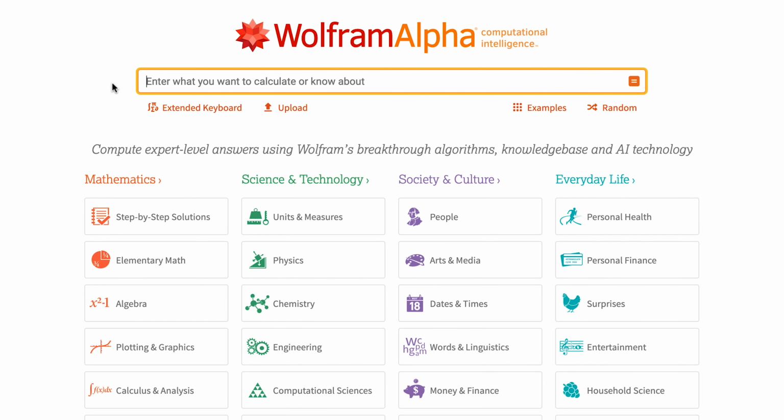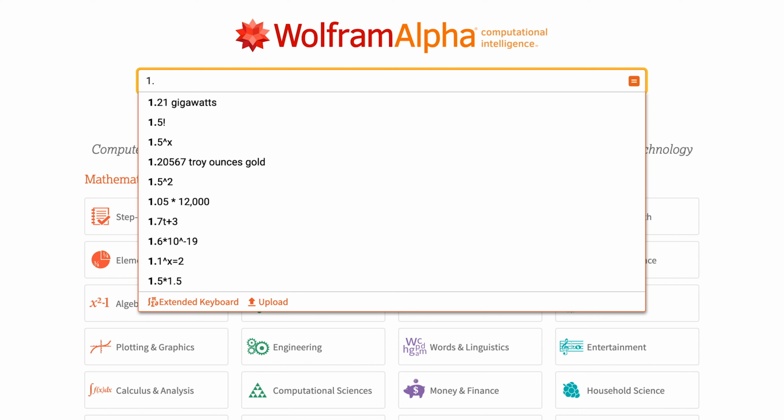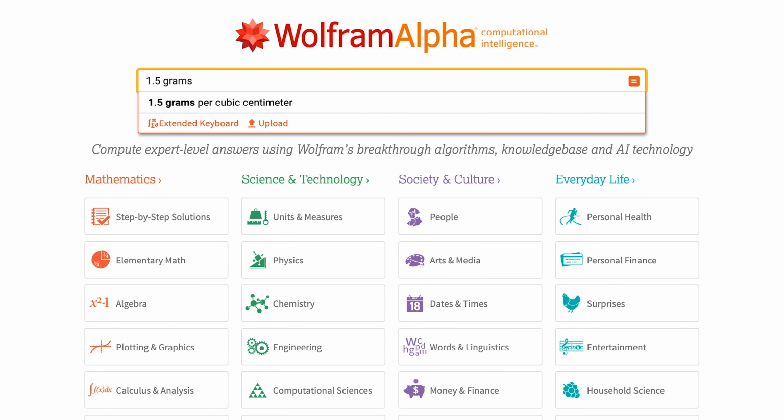Let's look at how to convert the mass of a chemical to the number of moles, as well as the reverse. First, give the initial amount of a chemical, for example 1.5 grams. Note that you must provide the mass unit.